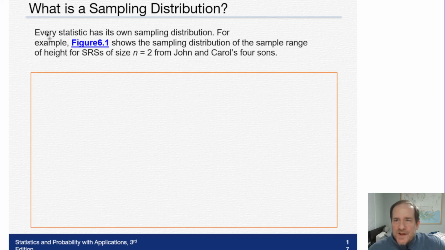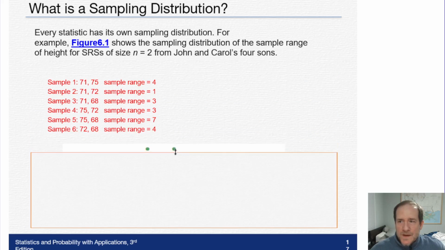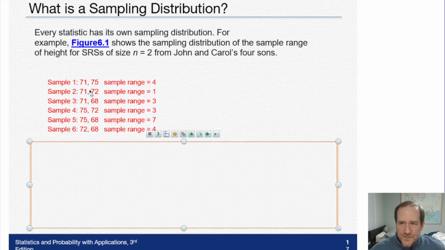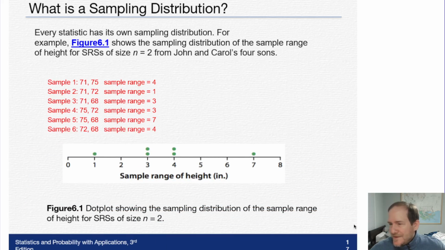Okay, so again, it says every statistic has its own sampling distribution, and of course it does. If they're different statistics, then they're going to have different distributions. But just to drive that point home, they're going to be grabbing all 6 of the samples of size 2 and measuring different statistics about them. So here's all 6 of those samples of size 2, but this time they're measuring the sample range. So from 71 to 75 is a distance of 4. 71 to 72 is a distance of only 1, and then 3, and then 3, and then 7, and 4. But there's what that distribution looks like.